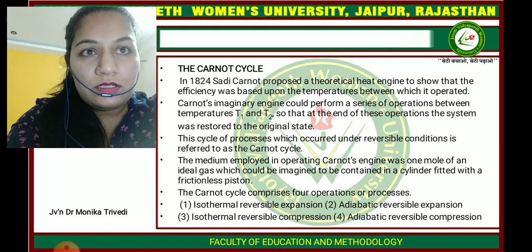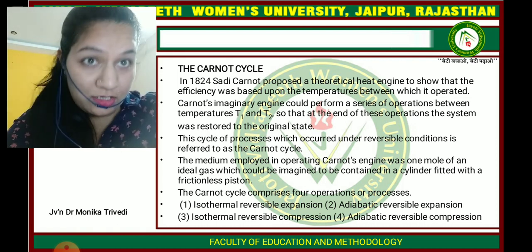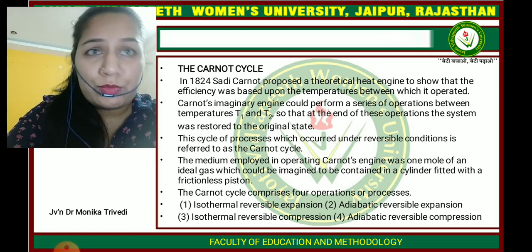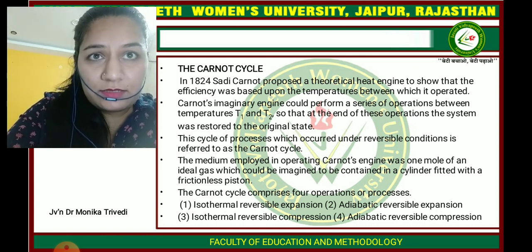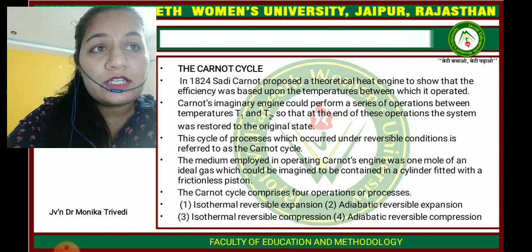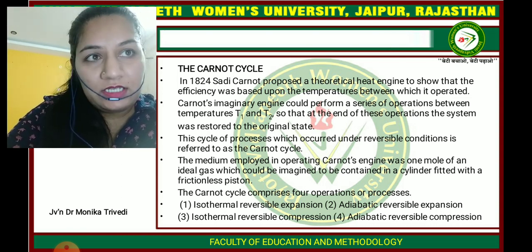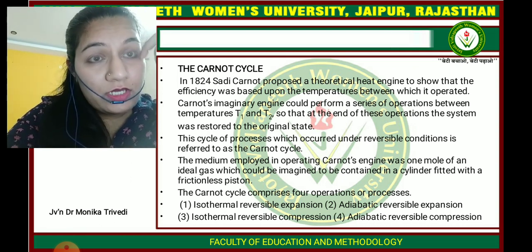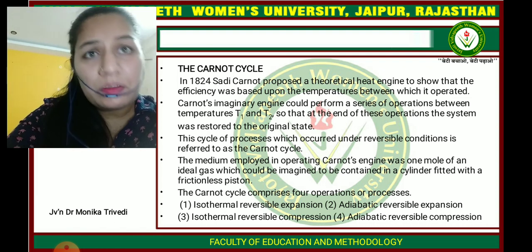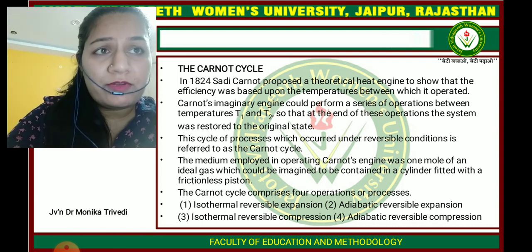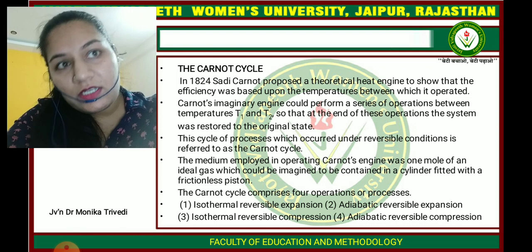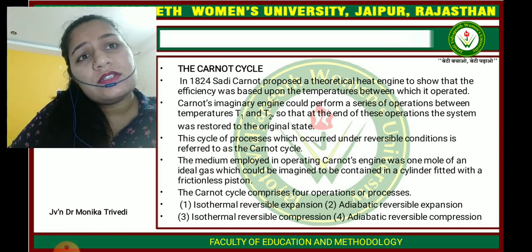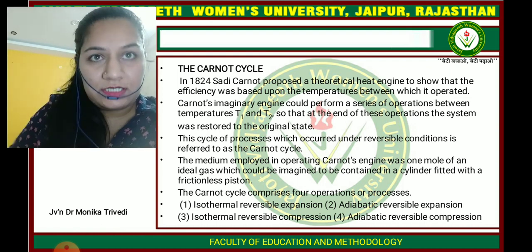So now we discuss the Carnot cycle. What is a Carnot cycle? In 1824, Carnot proposed a theoretical generalization of the heat engine, showing that the efficiency of the heat engine depends upon the temperatures between which it operates. Carnot imagined an engine which can perform between the temperatures T1 and T2, and he studied this system, which is restored to the original state of the engine.